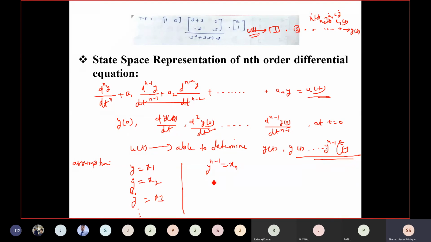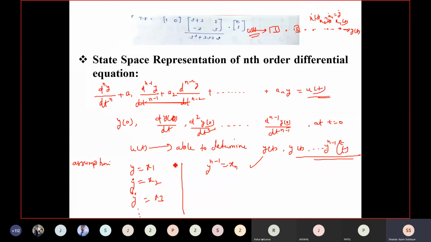I hope till now it is correct. Why have we taken xn, and why not x n minus 1? We are taking y equal to x1, not y dot equal to x1. If we took y dot equal to x1, we would have y to the power n minus 1 equal to x n minus 1. But we are taking y dot equal to x2, so y to the power n minus 1 should be equal to xn. That's why we have taken x1 to xn.